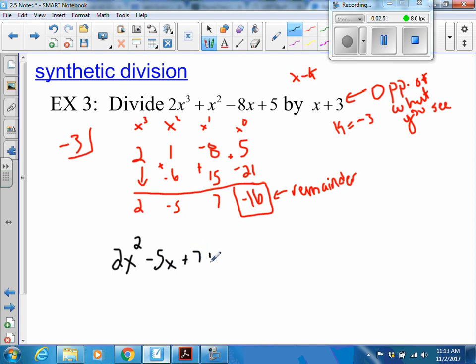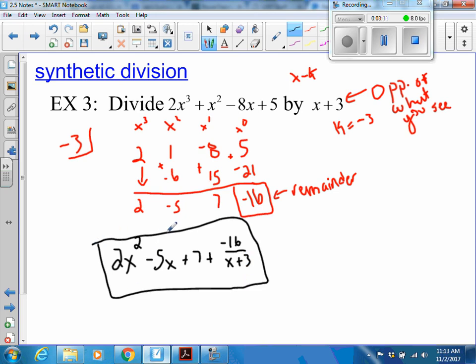Now I add my remainder, so I do plus a -16. And I put it over my divisor. The entire polynomial, that's what you want to put it over. So it should be x plus 3. So your final answer, because you are writing your answer as a polynomial, should be 2x squared minus 5x plus 7 plus -16 over x plus 3. Make sure if I'm going too fast, you pause the video so you can write all of this down.